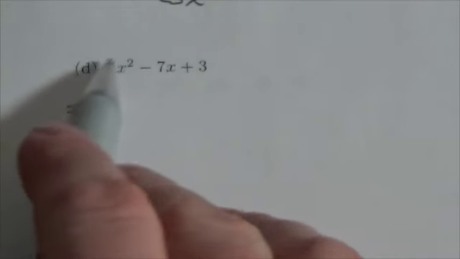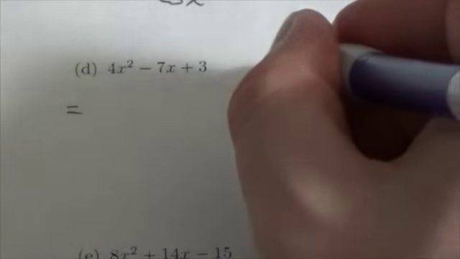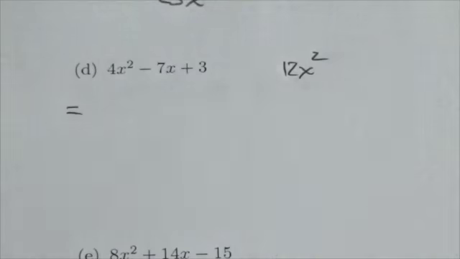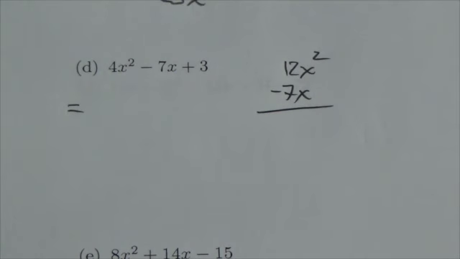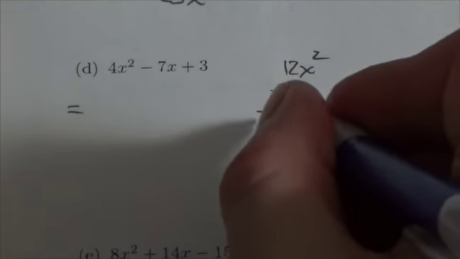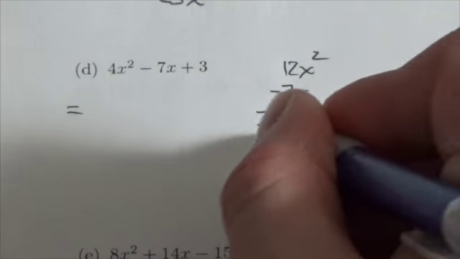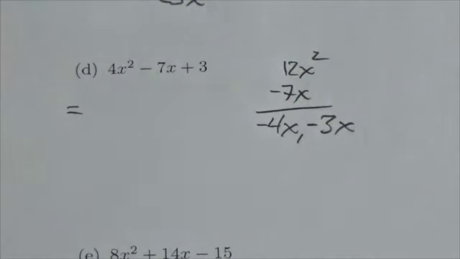So now, to be consistent with the method that I've established, I'm going to take that first term and multiply it by the last term. So I'm going to get 12x squared. And I'm looking for two numbers whose product is 12x squared, whose sum is negative 7. And this is one of those that I think is actually pretty obvious after just a couple moments thought. It's going to be negative 4x, negative 3x.